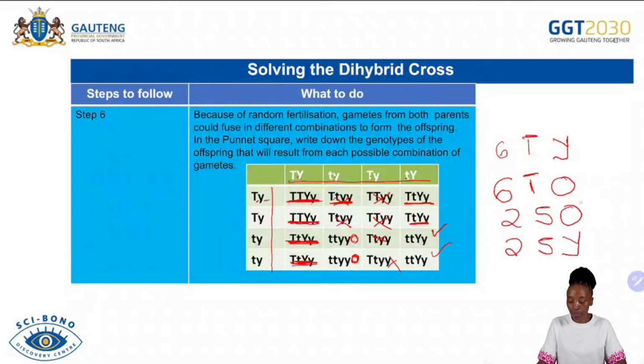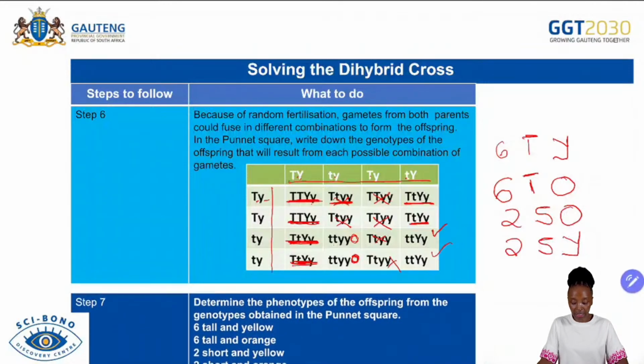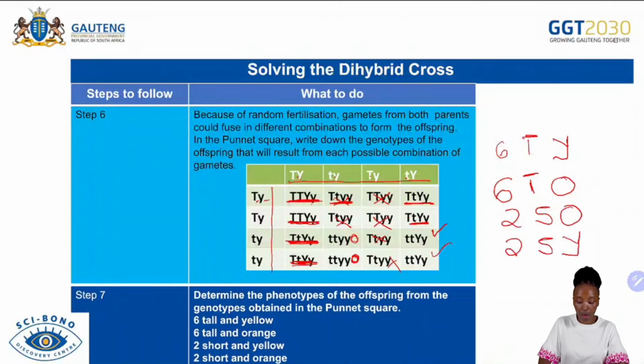So let's see what the answer looks like. This is now what the question wanted us to do, to determine the phenotypes of the offspring from the genotypes obtained in the Punnett square. So we have 6 tall and yellow, 6 tall and orange, 2 short and yellow, and 2 short and orange.